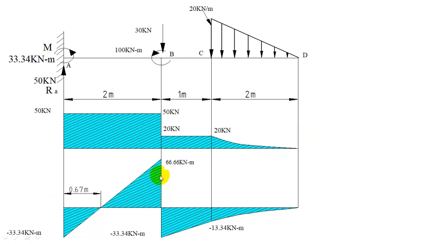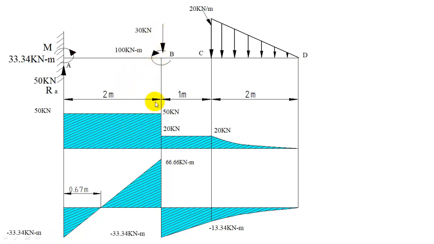Now let us draw the bending moment diagram. Bending moment diagram, at left of A the bending moment is 0, right of A the bending moment is minus 33.34. So the bending moment at A will change from 0 to minus 33.34. That change is at A. So it's because of the resisting moment here. So it will change from 0 to minus 33.34.